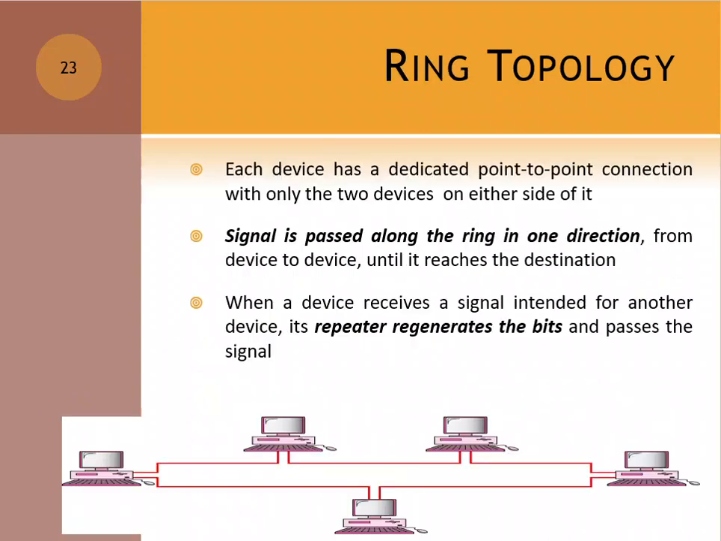And the last one is ring topology. Each device has a dedicated point-to-point connection with only the two devices on either side of it. If you see here, each device has a connection with only two devices, on the right and left. So the signal is passed along the ring in one direction from device to device until it reaches the destination. When a device receives a signal intended for another device, its repeater regenerates the bits and passes the signal. So signal akan dihantar secara bulatan, pass hingga sampai ke destination.